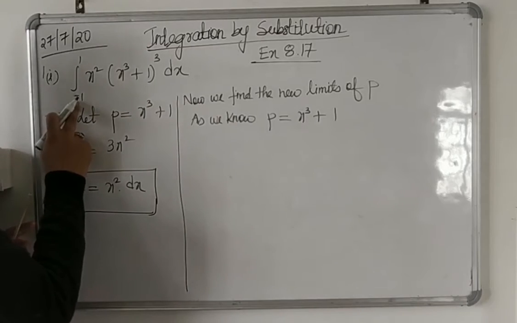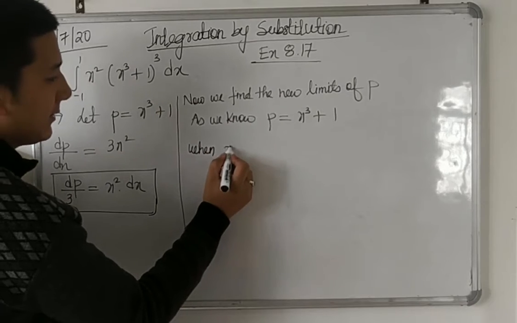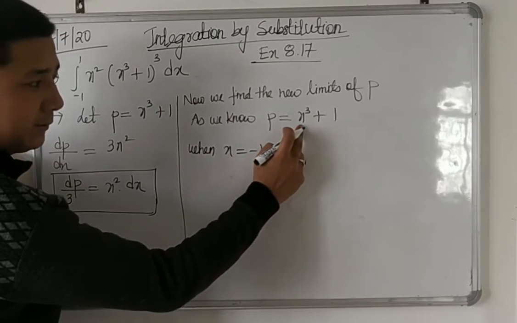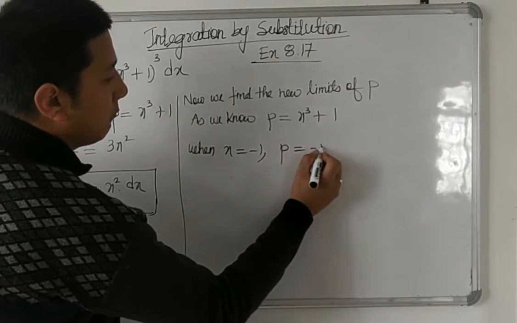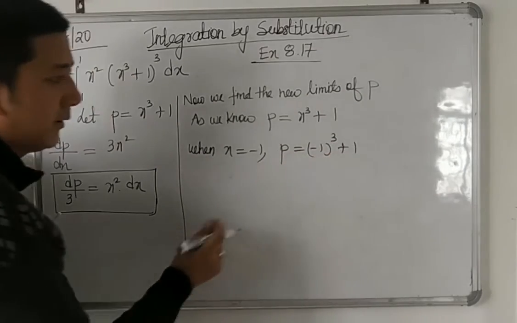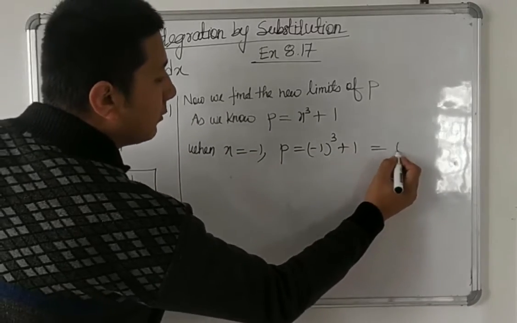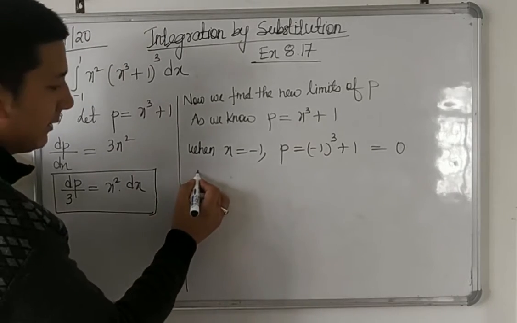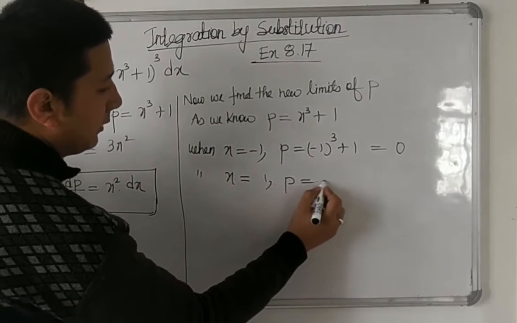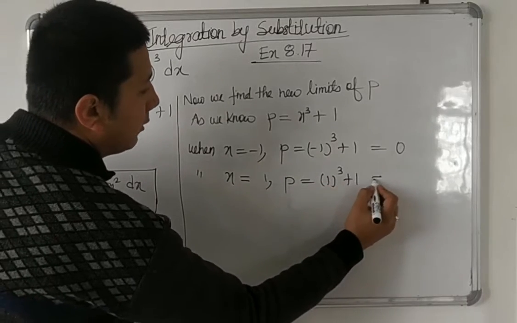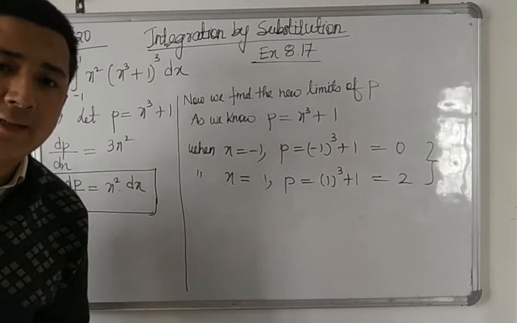It's very simple. Take the lower limit when, this is the limit of what? X, isn't it? So when x equals to -1, put x equals to -1, you'll get the value for p. That will be the new lower limit. So p is equals to -1 whole cube plus 1. -1 whole cube is -1. So -1 plus 1 will be 0. So what is the new lower limit? 0. Remember that. And when x is equals to, what is the upper limit? 1. P will be 1 whole cube plus 1, which will be 2. So I got the new lower limit as 0, the new upper limit as 2.